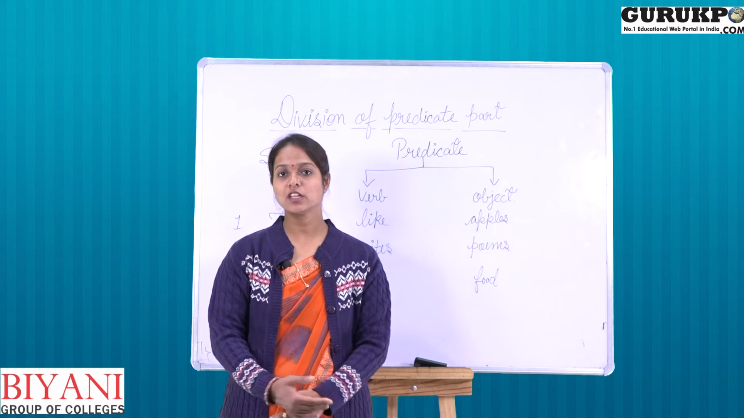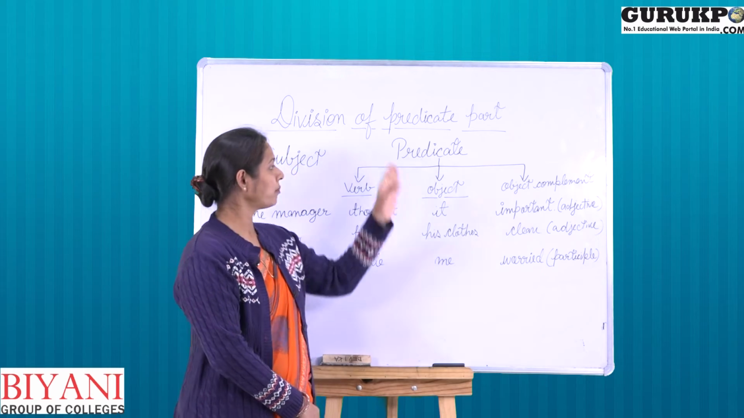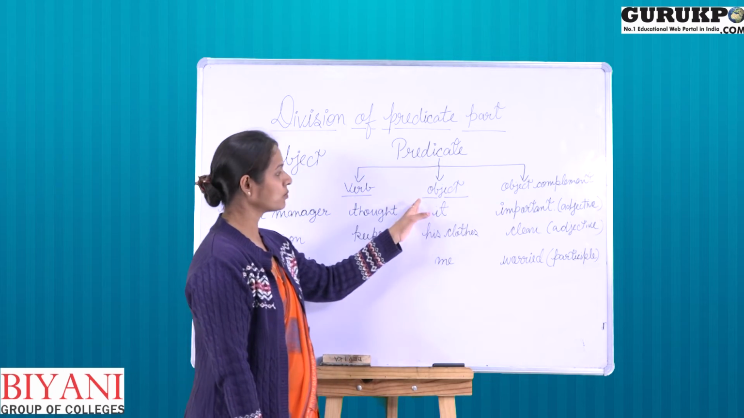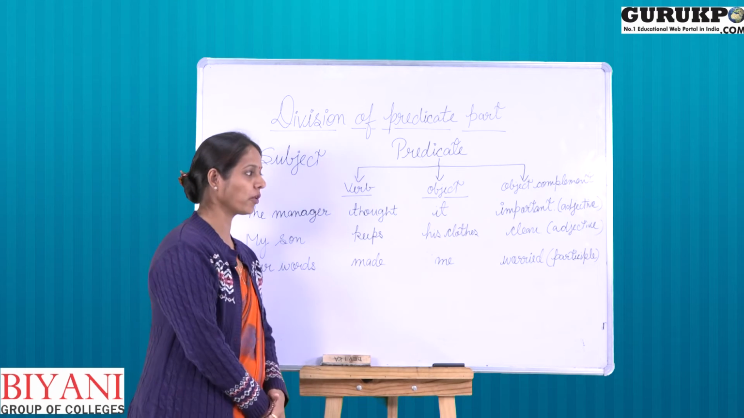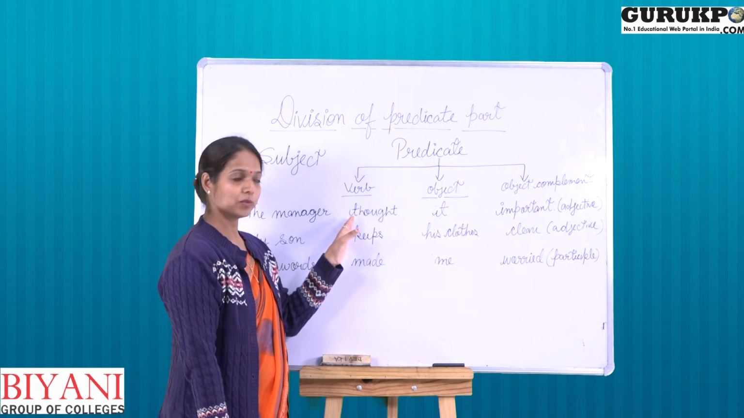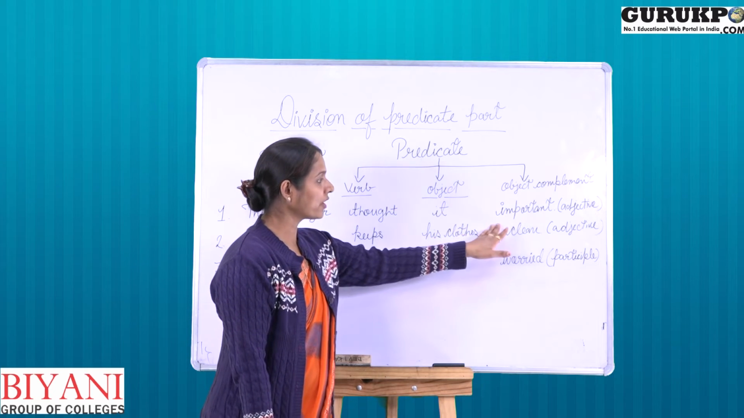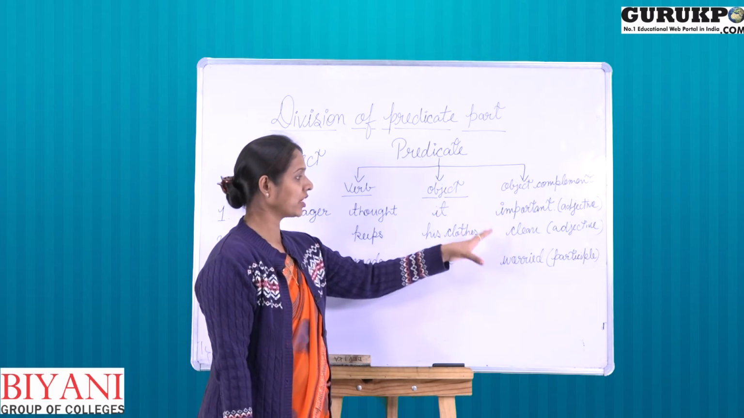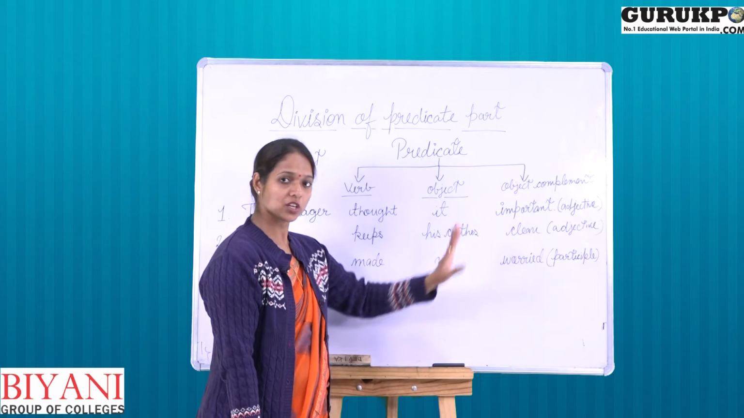Now we will see the next table of this kind of predicate part. We have classified the predicate part into three main parts, that are verb, object and object complement. Let's see some examples. The manager thought it important. In this sentence, the manager is the subject, thought is the main verb, so it is the verb part. It is the object, whereas important is the object complement, because it gives us some important information about the object, so it is an adjective and known as object complement.